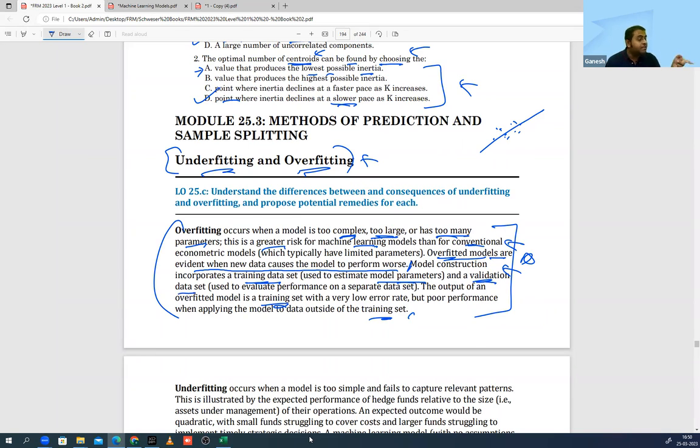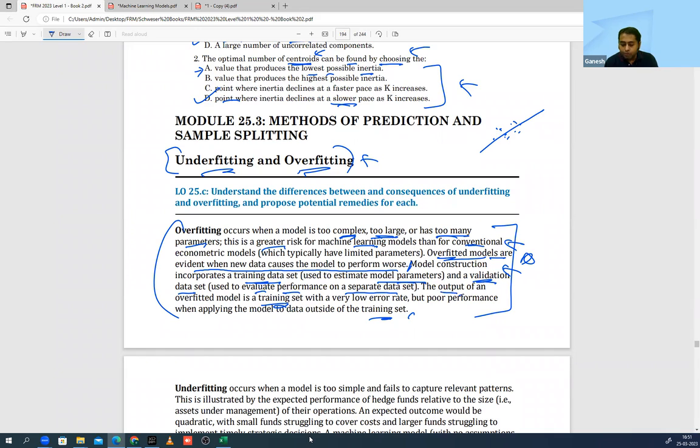The validation data set is validation, as the name says. You're validating whether the model is doing properly or not. It is basically to evaluate the performance on a separate, new data set. On that we check whether the model is working, whether the answer that should come is coming or not. Is it fine so far? If suppose your model is overfitted, what is going to happen when you do the validation? You will find errors, right?